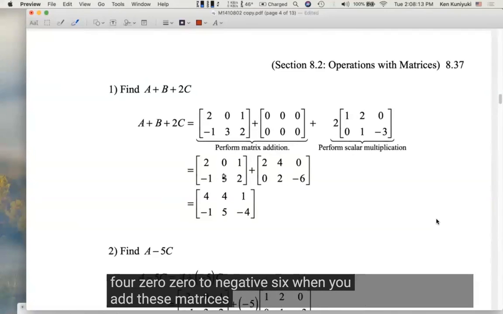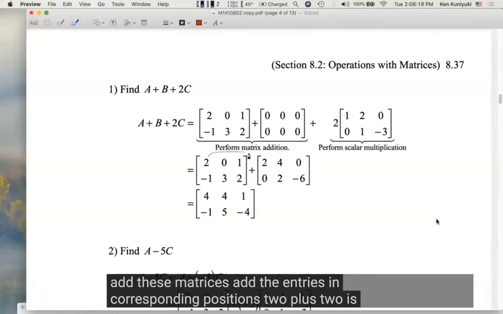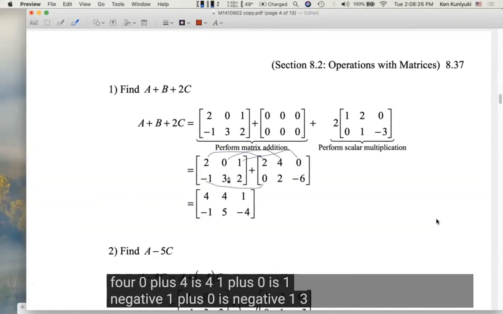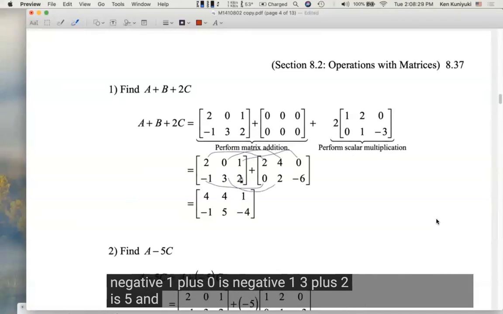When you add these matrices, add the entries in corresponding positions. 2 plus 2 is 4. 0 plus 4 is 4. 1 plus 0 is 1. -1 plus 0 is -1. 3 plus 2 is 5, and 2 plus -6 is -4. There you go.